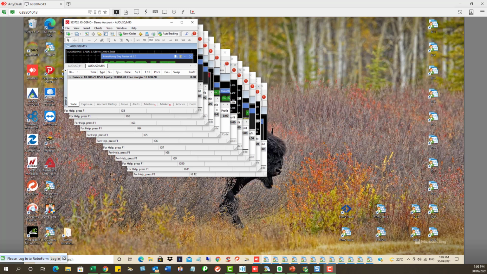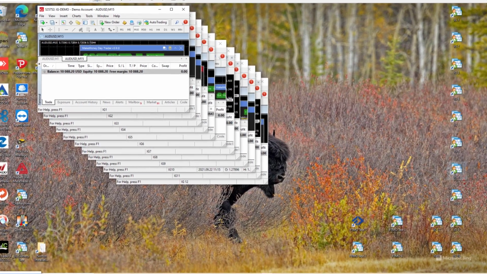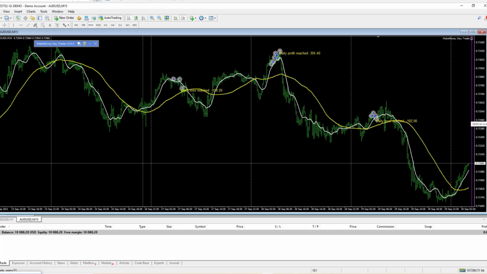Okay, we've dialed into another computer now, and as you can see, it has 12 platforms of the IG platform, and I'm going to go through those settings one by one. Okay, so here's the Aussie, and as you can see, it's made a loss, then a nice profit of 300, and then a loss. So overall, it's $100 up.